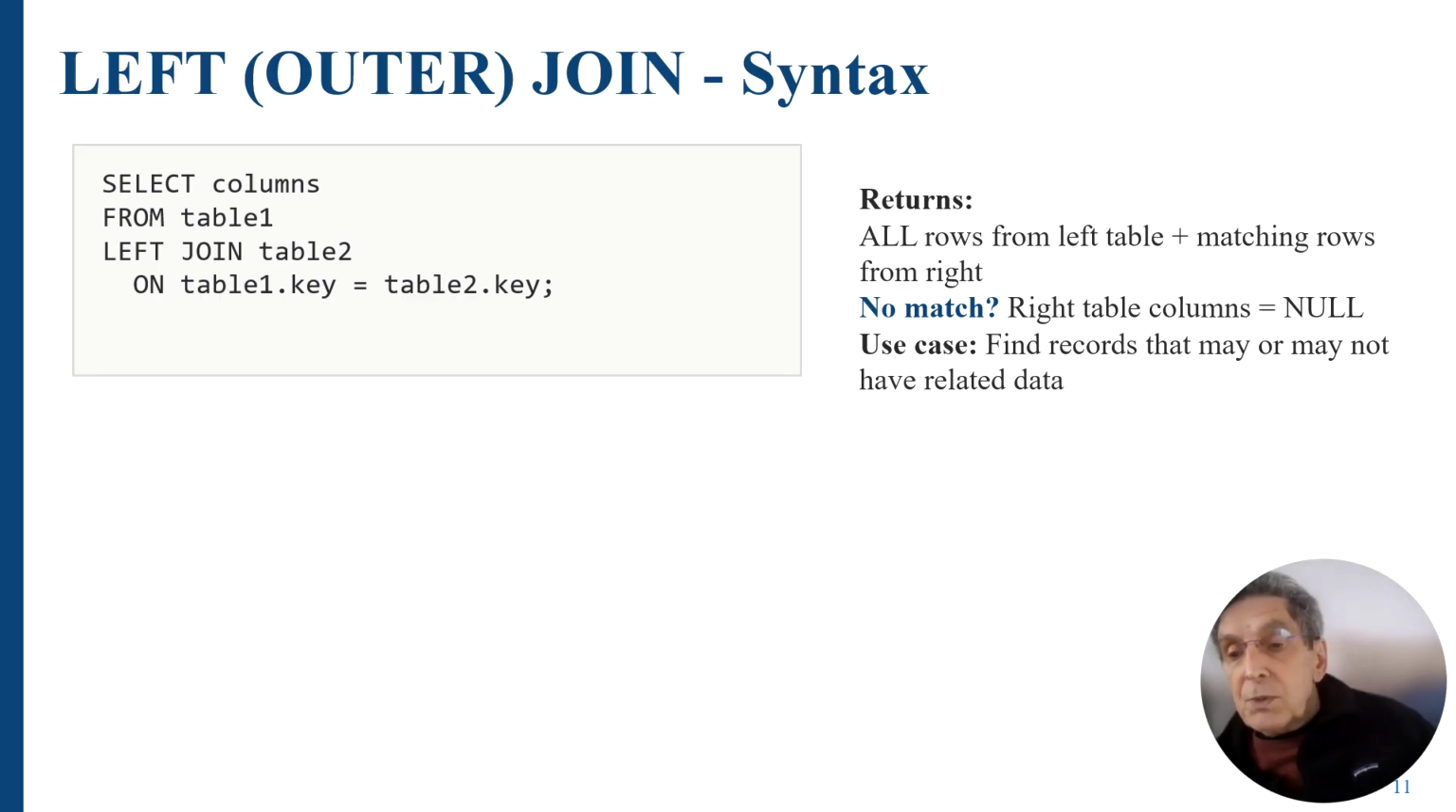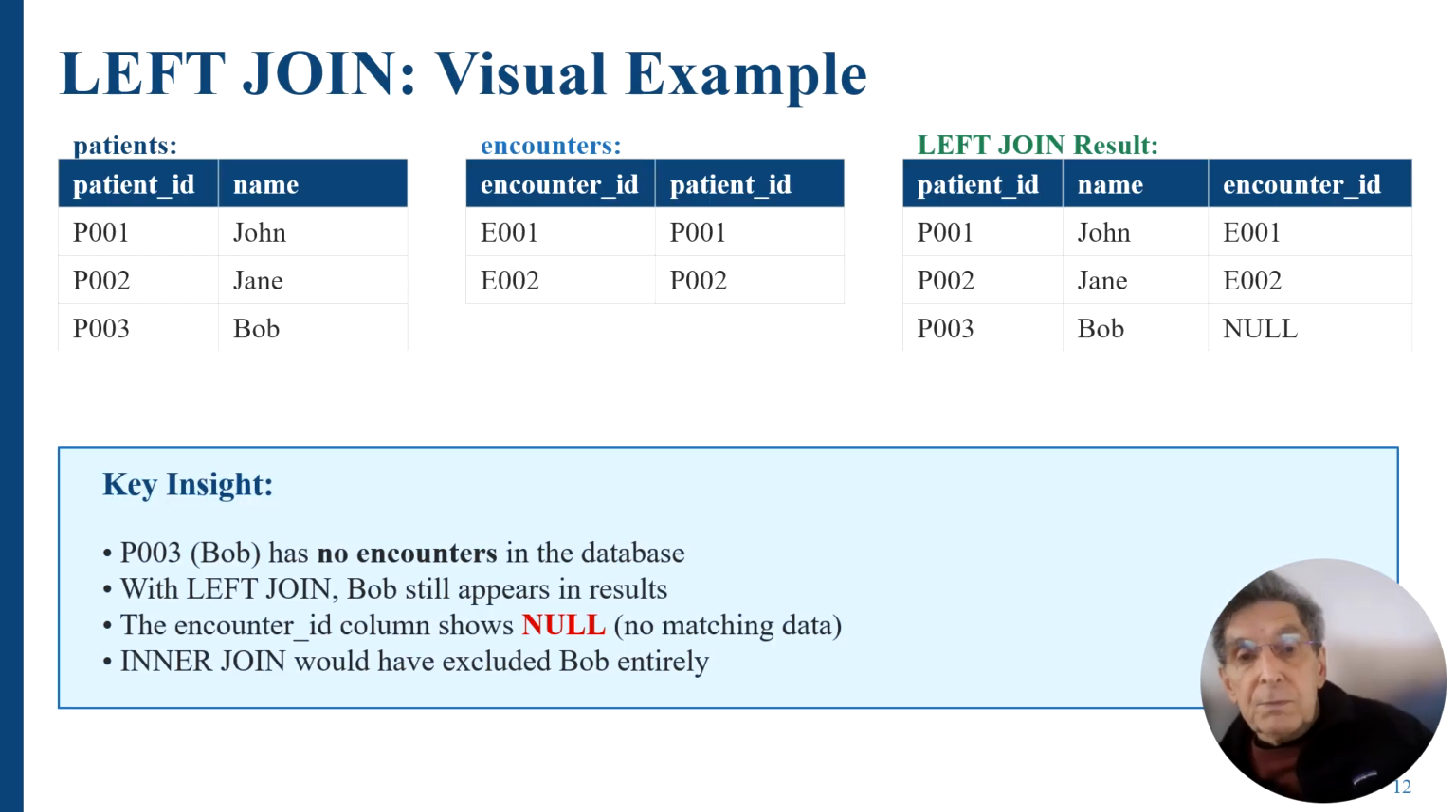This is essential when you need to include records that might not have related data. For example, if you want to see the patients, including those who have never had an encounter yet, you need to use the left join. With inner join, those patients would be invisible to your query results. Left join. Let's do a visual example.